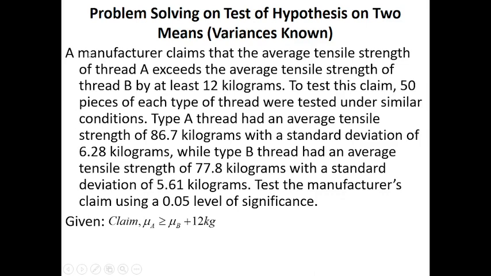So what is given? So the claim. So how did we arrive at this notation? Mu sub A greater than or equal to mu sub B plus 12 kilograms. To test this claim, 50 pieces of each type of thread were tested under similar conditions. Where can we have that? Test the manufacturer's claim. Where's the claim?